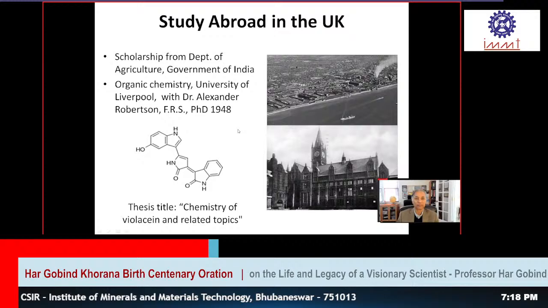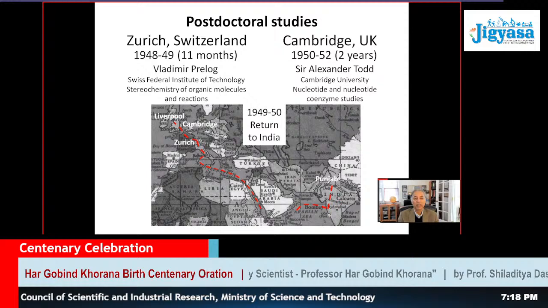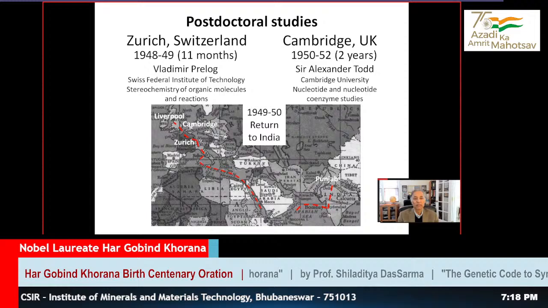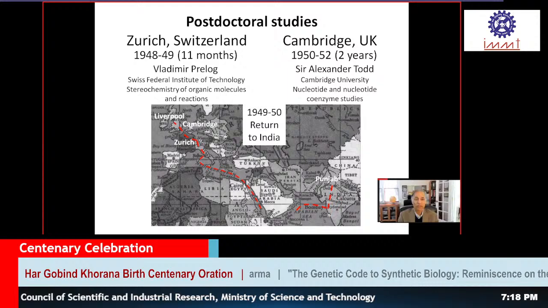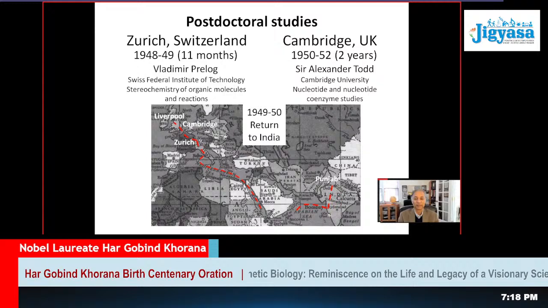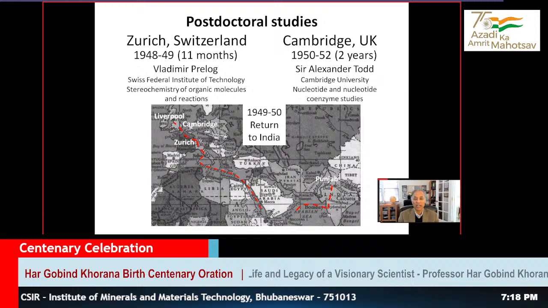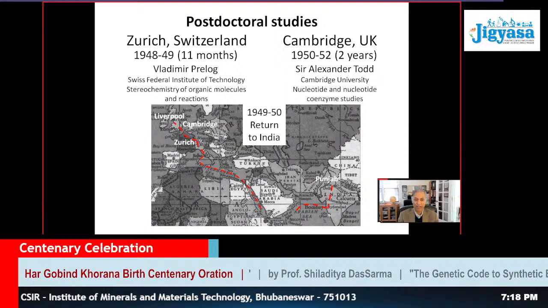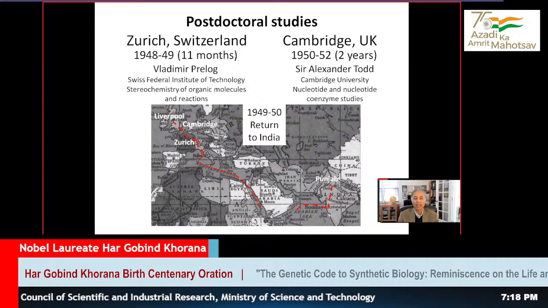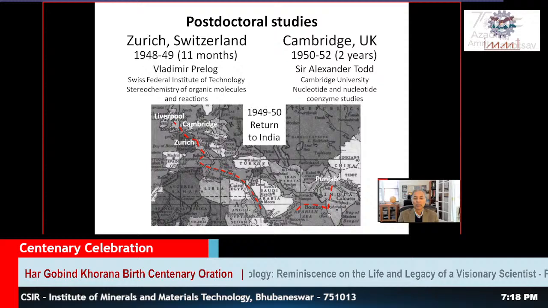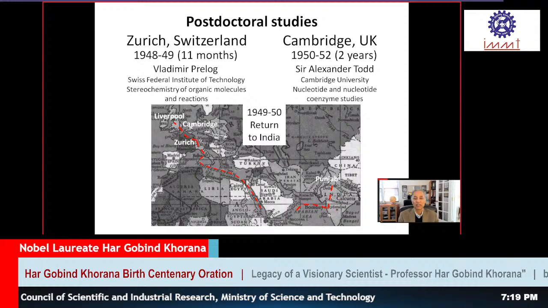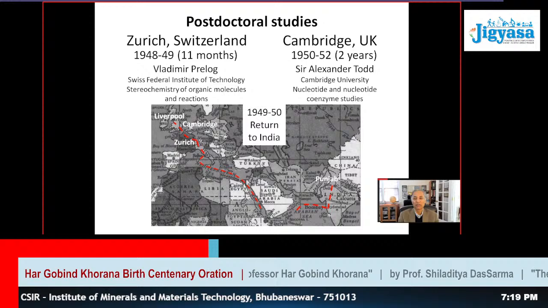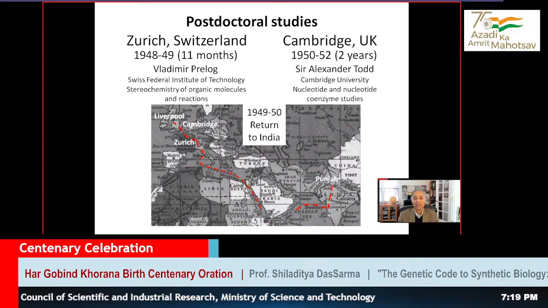After his PhD, he went to Zurich, Switzerland, still on his Indian scholarship, and worked with Vladimir Prelog at the Swiss Federal Institute of Technology for 11 months. And after this time, he returned back to India in 1949. This was in the immediate aftermath of the Indian independence. And very unfortunately, he was not able to find employment in India. So he turned back to the UK and he was offered a Nuffield Fellowship to return this time to Cambridge University to work as a postdoctoral fellow under Sir Alexander Todd. The research area here was nucleotides and nucleotide coenzyme studies.